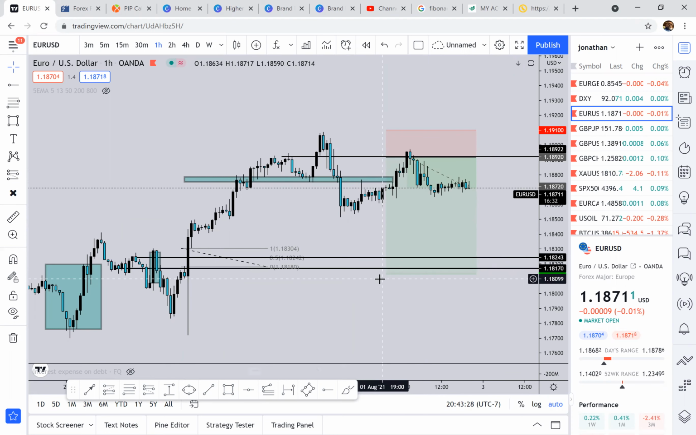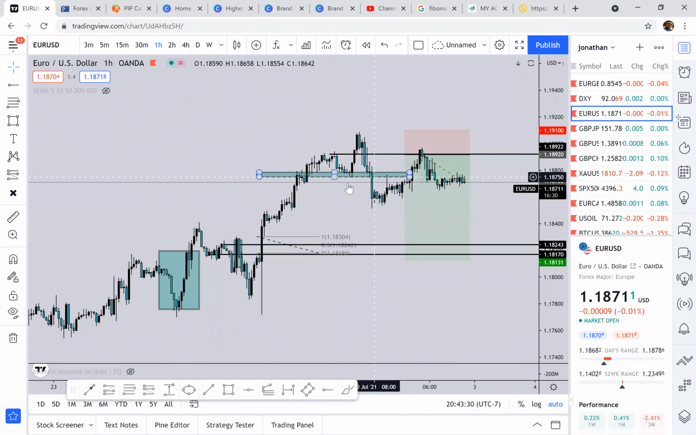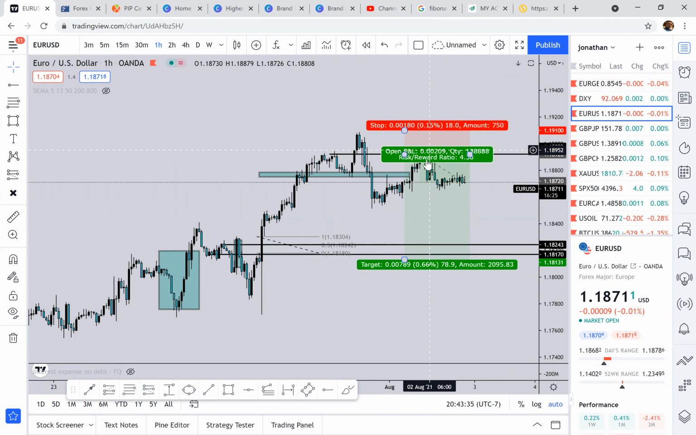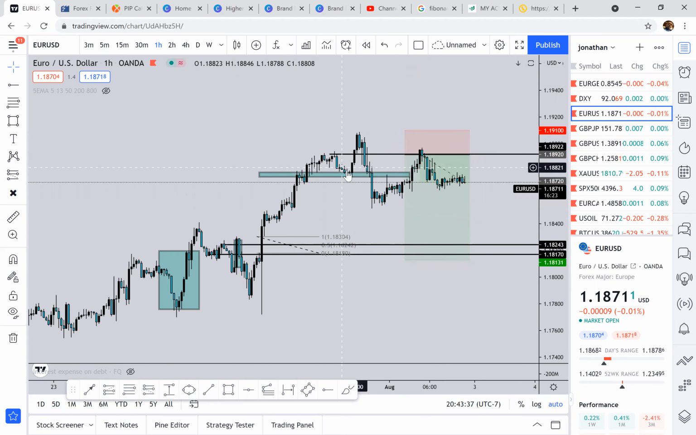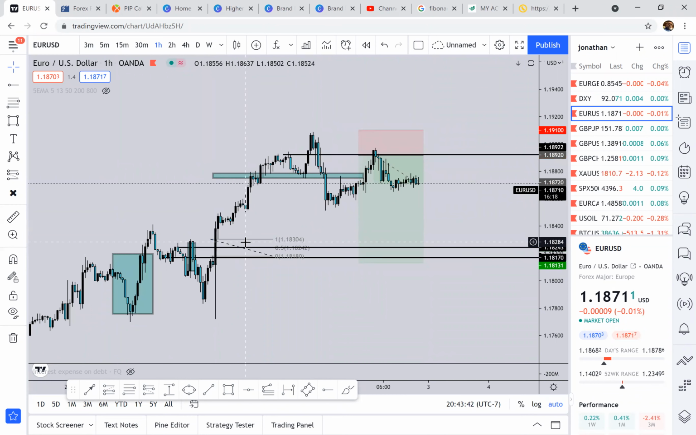Okay. So pretty much when you look at BOS, breaks of structure, like this one here, we have a break of structure, we have the retest, or I guess you would call it the right shoulder if you trade head and shoulder patterns. But this is what I'm looking for into this order block here.